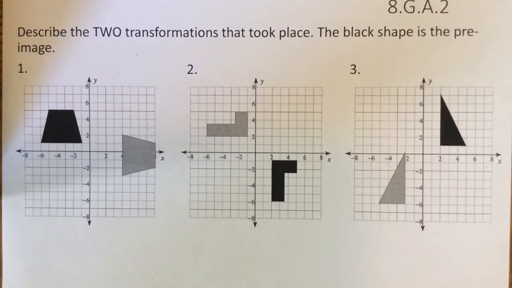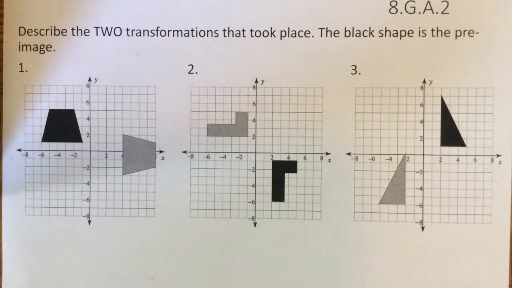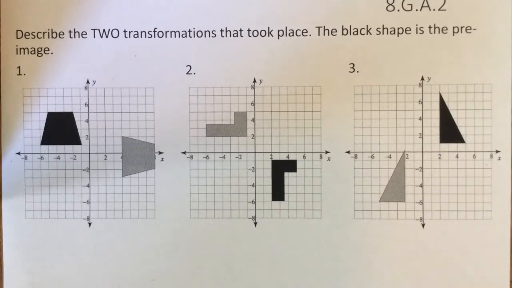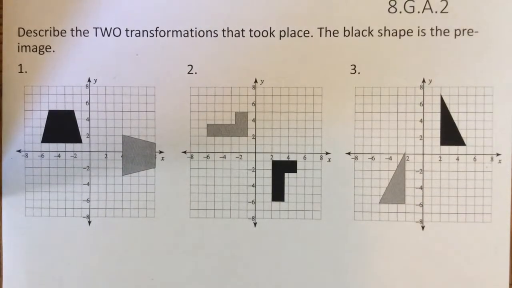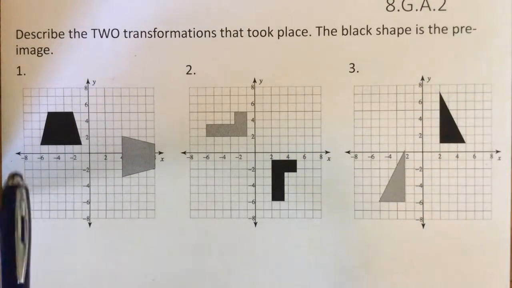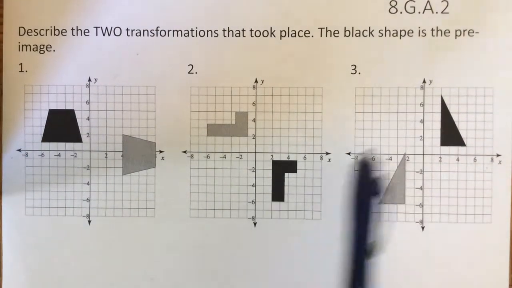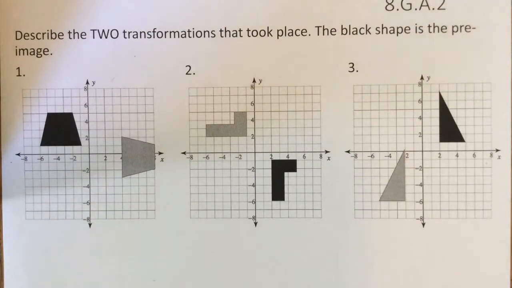Hey guys, in this video we will be going over what series of transformations we can use to get a pre-image into the image. So in these problems, every pre-image, your starting point, is going to be your black shape, and you're going to take two different transformations to get to your image, which is the gray shape.